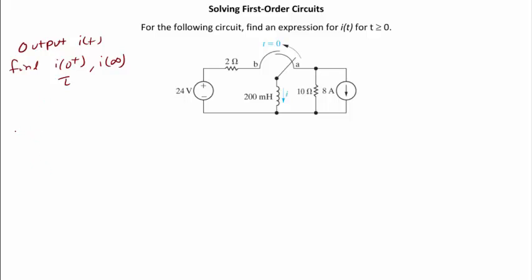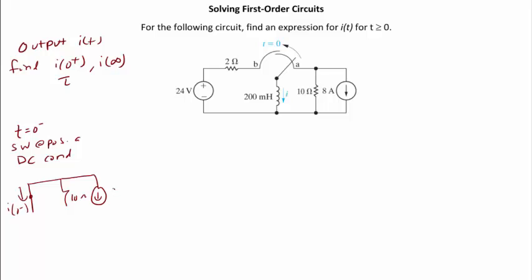So the first thing we do is we draw the circuit at t equals 0 minus when the switch is at position A and we have DC conditions. So at that point, I have an inductor that looks like a short circuit because we have DC conditions. I label the current through it, I of 0 minus. We have the 10 ohm resistor and the 8 amp current source.